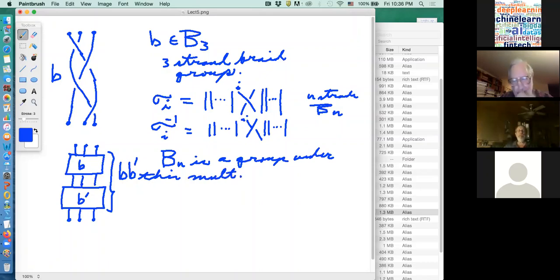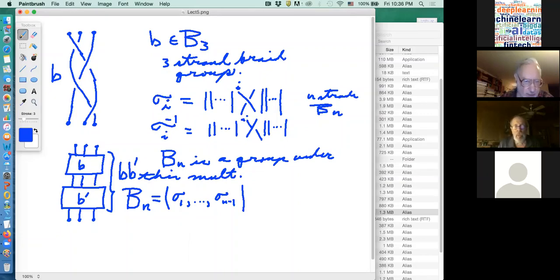And furthermore, Bn has the following presentation. Sigma 1 through sigma n minus 1, just like the permutation group, you see? Sigma 1 through sigma n minus 1. So in the case of 3 strands, we'll write it down in a moment. And then no relation about the power of sigma i. In fact, they don't have any relations. It turns out that sigma i has no order. It has infinite order in the braid group.